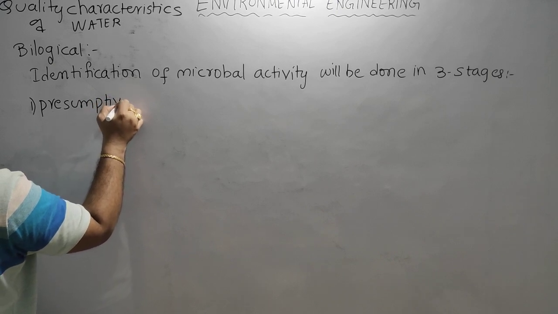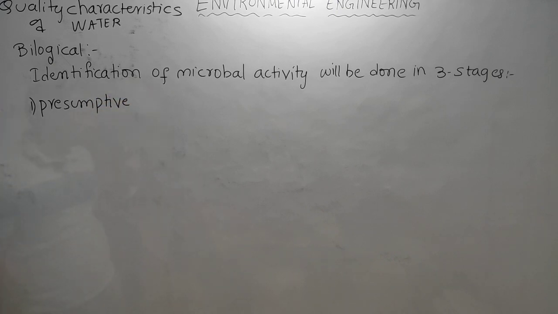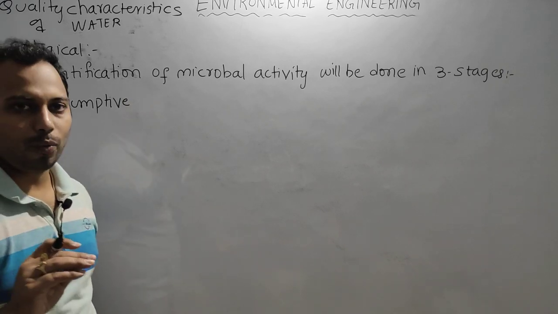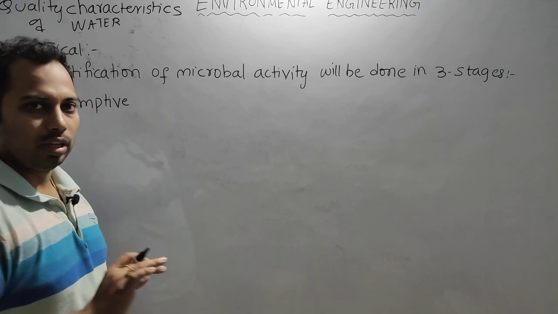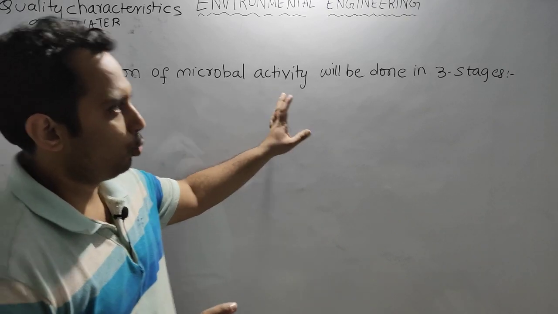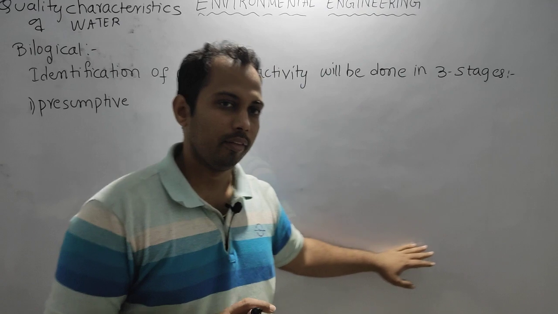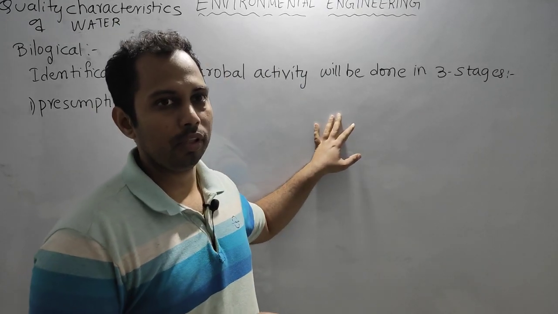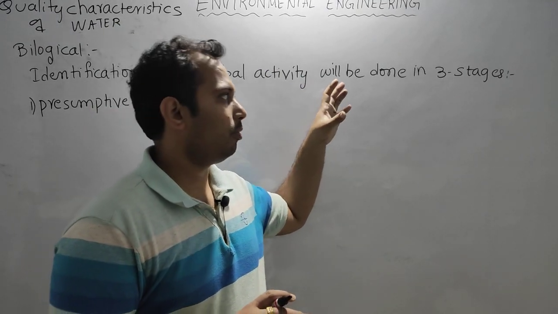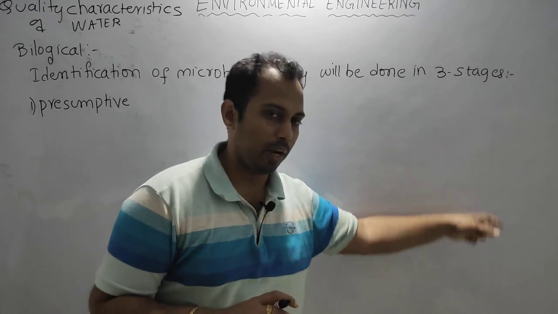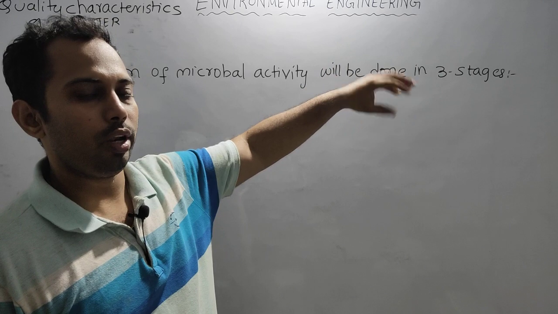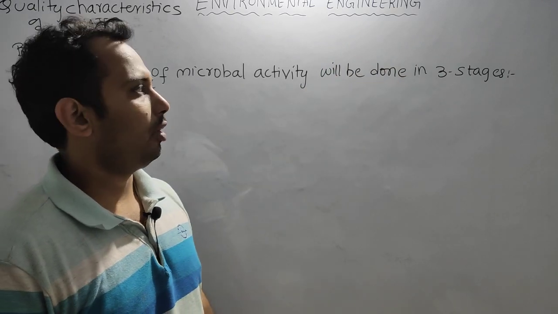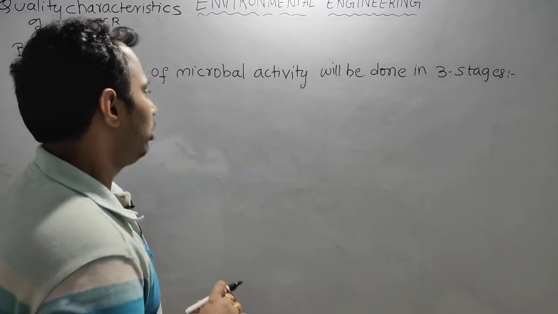Presumptive means, so we assume that the bacteria is present. In this presumptive test, we check whether the assumption is correct or not. So we will give some nutrient to all the tubes. So we have taken 15 tubes: 10 ml dilution 5, 1 ml dilution 5, 0.1 ml dilution 5. In all these tubes, we will give the nutrients needed for the growth of the microorganisms.